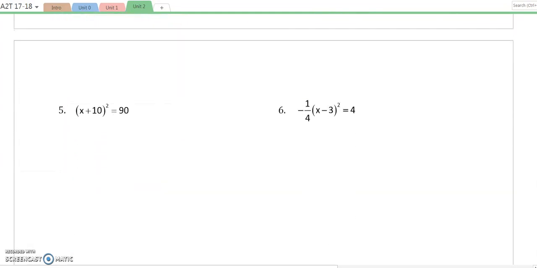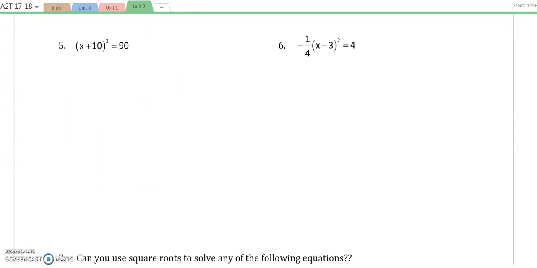Okay, now let's go ahead and flip it over because there are some problems that are just a little bit more challenging that we want to make sure we understand how to do. All right, 5 and 6, the main difference here is that now instead of just x being squared, there's a number inside the parentheses that's also being squared.